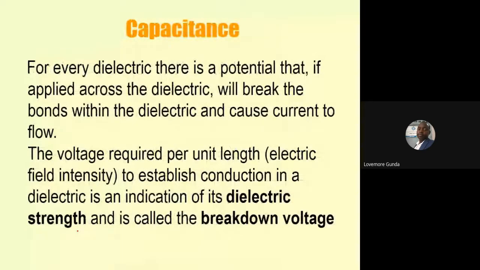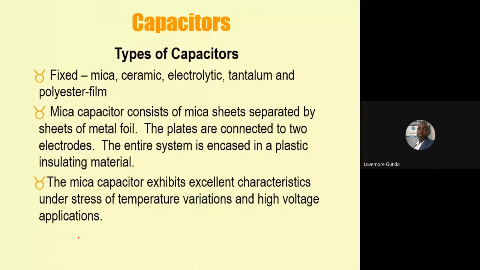So for every dielectric, there's a potential that if applied across the dielectric, it will break the bonds within the dielectric and cause it to break down and allow current to flow. This voltage is called the breakdown voltage, and then it will be an indication of the dielectric strength, right? If you remember, I was showing that in the table, which I was showing you there.